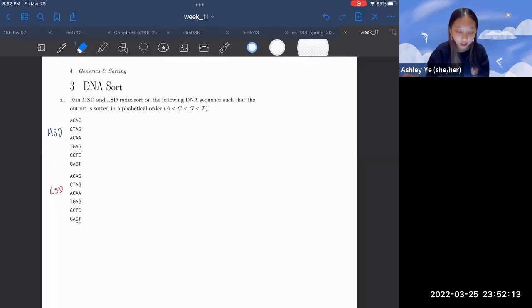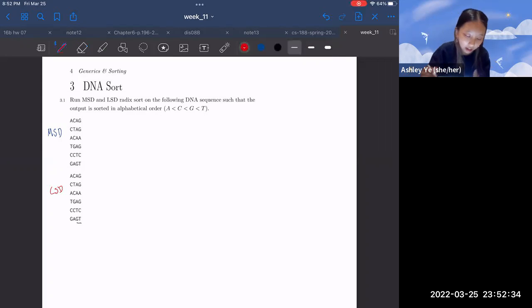Everyone. My name is Ashley, and I'll be walking through question 3 from the week 11 CSM worksheet, DNA sort. So basically, this question is asking us to run MSD and LSD radix sort on the following DNA sequences so the outputs sort in alphabetical order. So let's start with MSD sort.